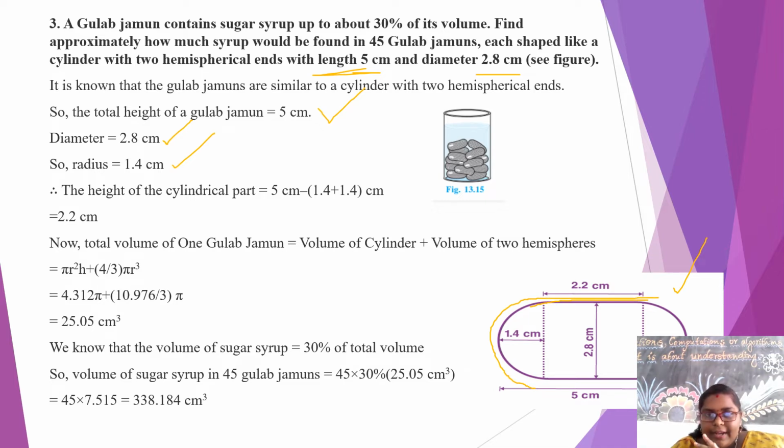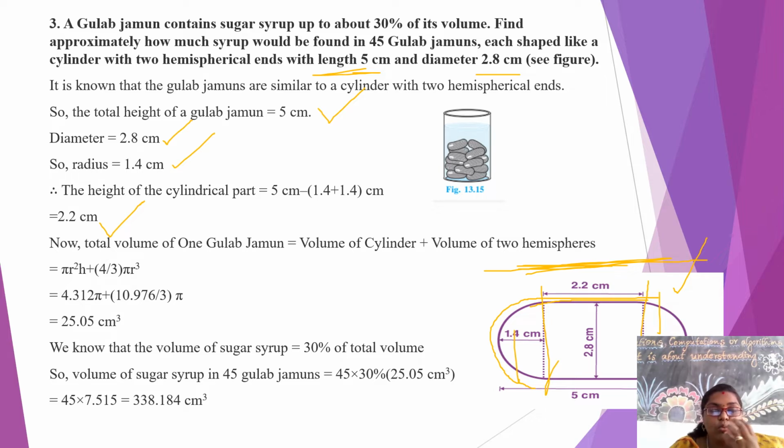So how will we find it? Overall height is 5 centimeter, like our previous problem. 5 centimeter and this height 1.4. This is 1.4 and this is 1.4. 1.4 plus 1.4, 2.8. So 5 minus 2.8 will give you 2.2. That is the height of the cylindrical part, excluding these two. Next.